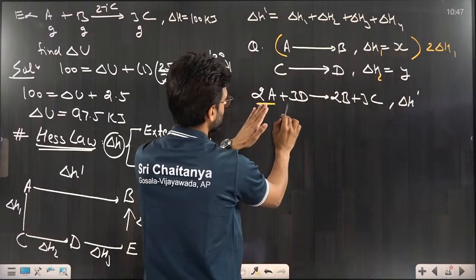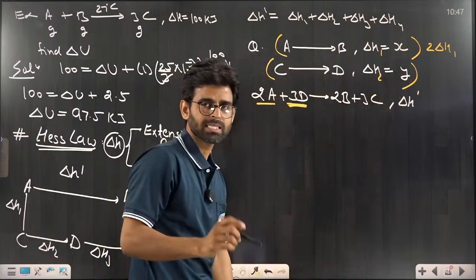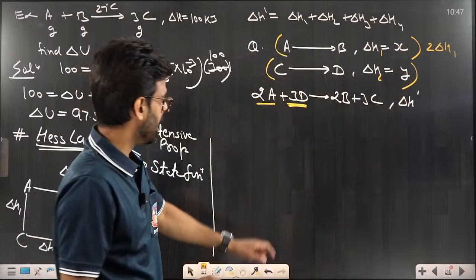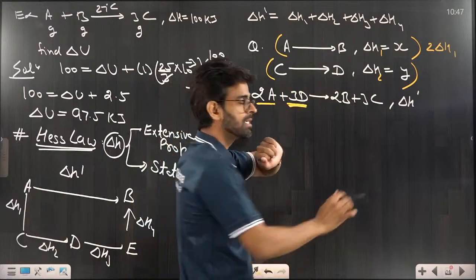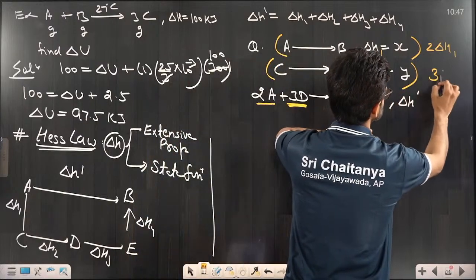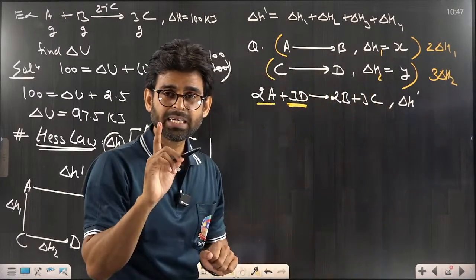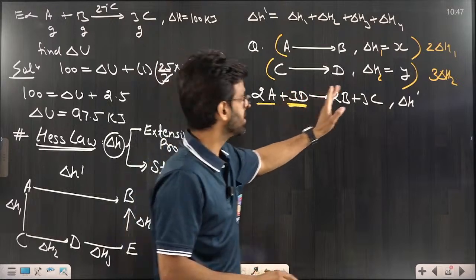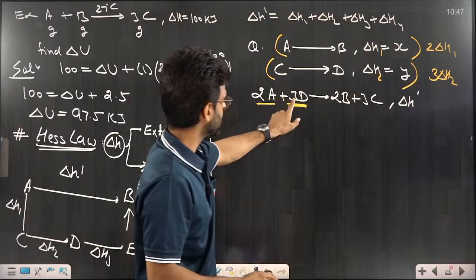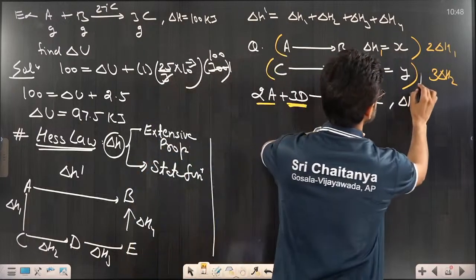Next thing, I need D. D is present in the second equation. How much do I need? 3D, but here only 1D. So multiply 3 into delta H2. The second thing is, on which side do I need it? I need it on the left side. But where is it given? It is given on the right side, and I need the left side. So what is important? Flipping. I will do flipping. What does flipping give us?